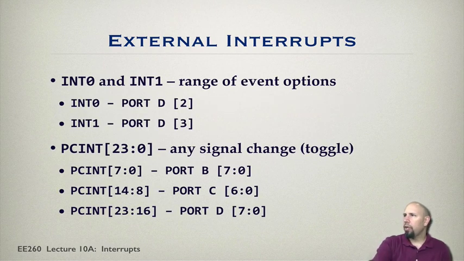Again, int0 and int1 have a range of event options. They're connected this way: int0 is connected to port D pin 2, and int1 is connected to port D pin 3. And then you have PC interrupt 0 to 23, in which any of these can be a pin change interrupt. Whenever that pin toggles, you'll get an interrupt.